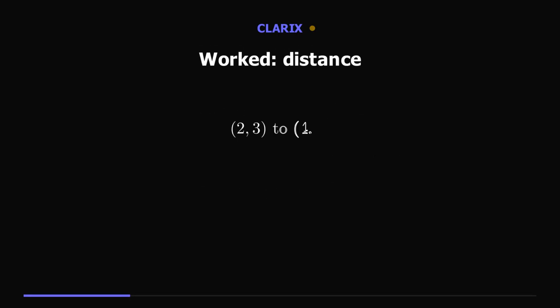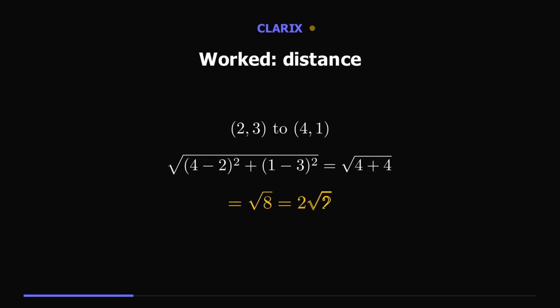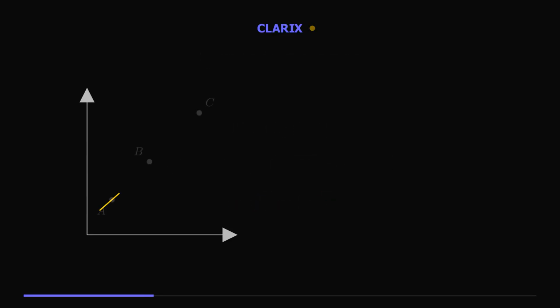Try it. The distance between 2, 3, and 4, 1. The x difference is 2, the y difference is minus 2. Square them, 4 and 4, and add to get 8, so the distance is root 8, which tidies up to 2 root 2. Done. Now what the formula unlocks.